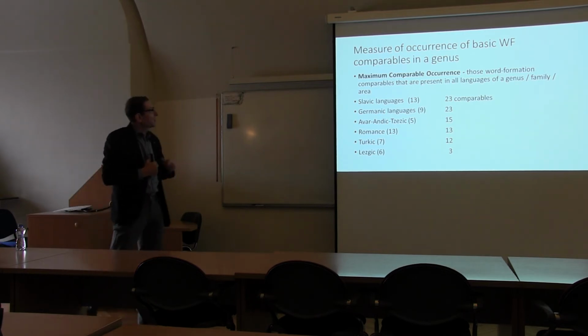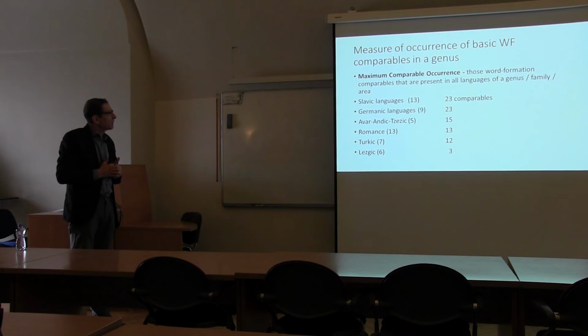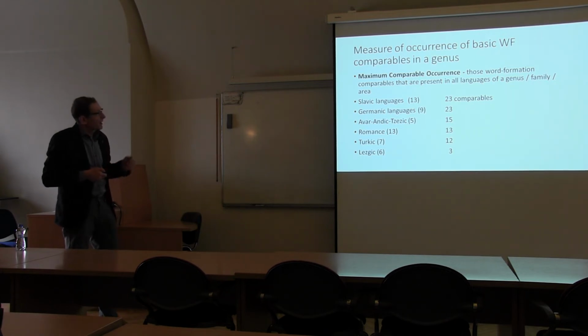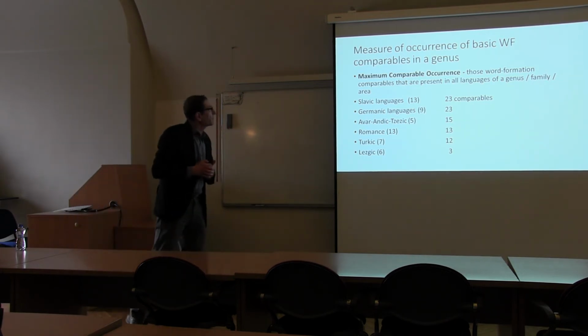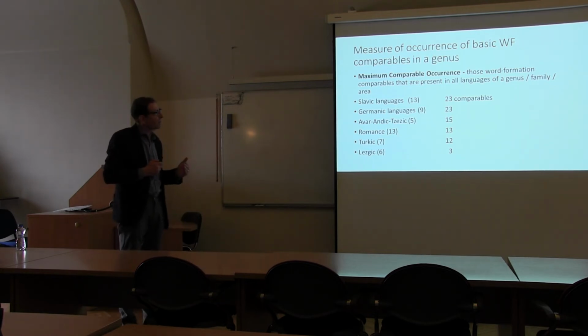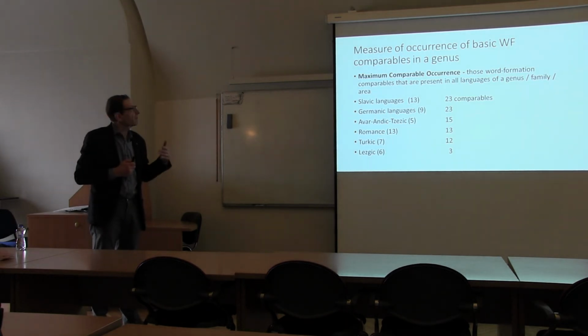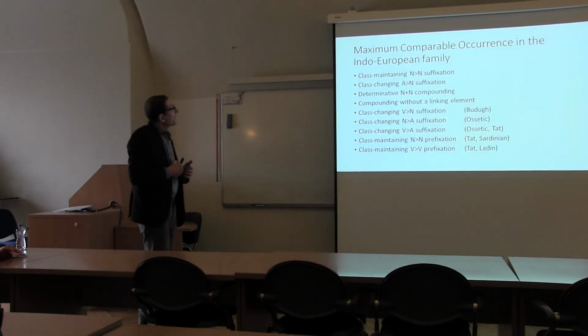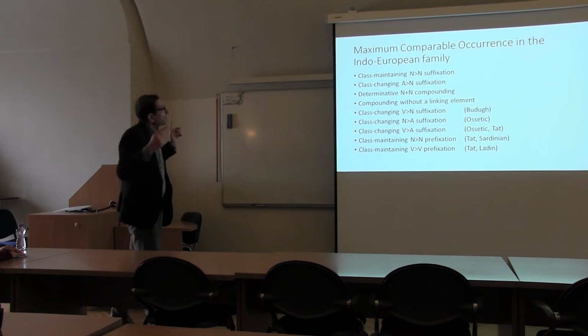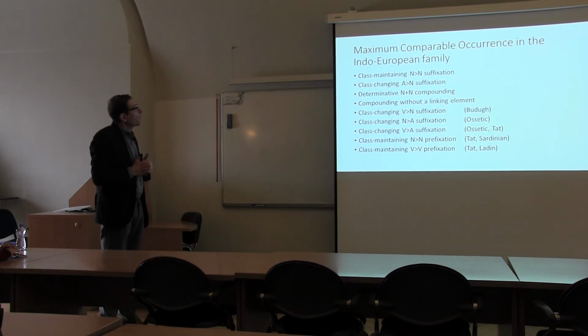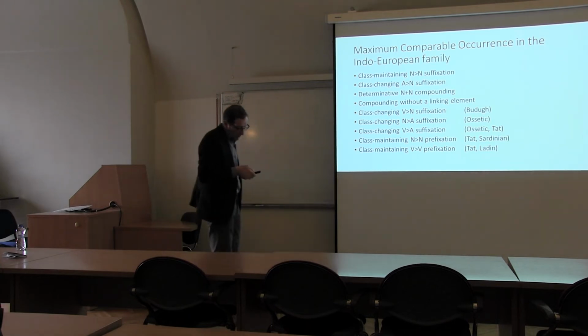But there are only 3 comparables that are common to all Lesgic languages. So again, these are big differences. If we consider this parameter, maximum comparable occurrence, in terms of all European languages, we arrive at the so-called Euroversals, European universals, universal features of European languages. Maximum comparable occurrence in the Indo-European family. So you can see that what is universal in the Indo-European family is mostly suffixation and compounding, with only 2 cases of prefixation.